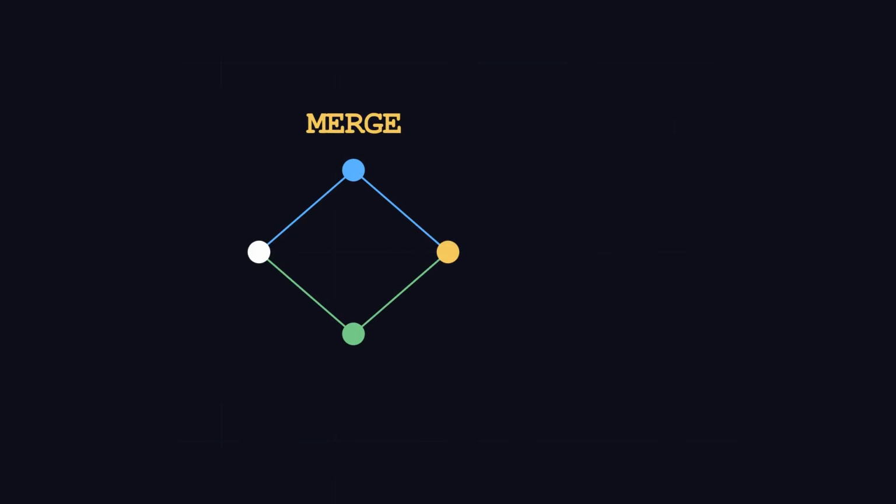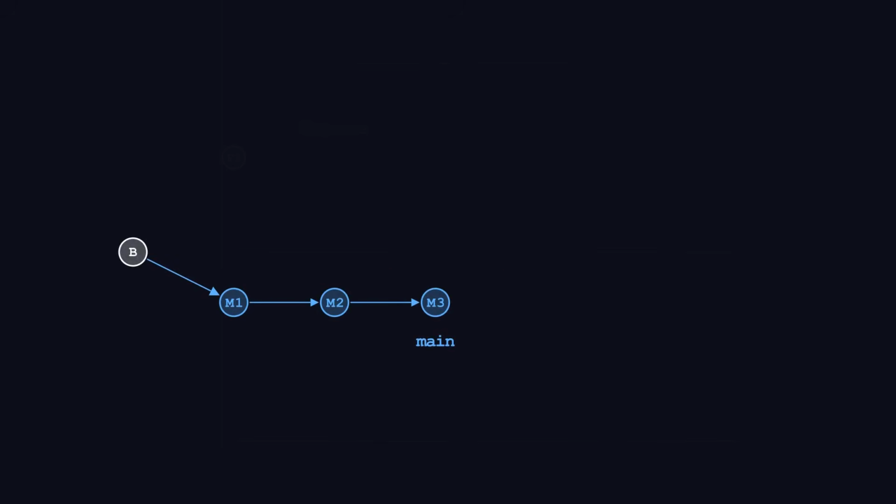But merge isn't the only way. Rebase takes a completely different approach. Instead of combining 2 branches with a merge commit, Rebase replays your commits on top of theirs, one by one. Watch. Git detaches your commits from their original base. Then it applies them, in order, onto the tip of the target branch.